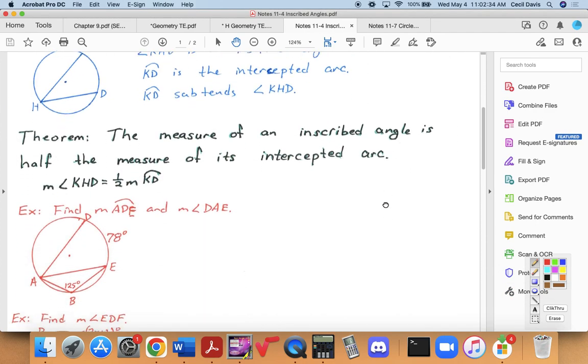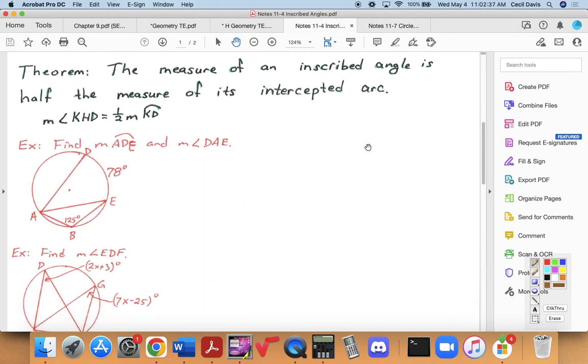All right, so everything we do today is going to come from this one theorem. The measure of an inscribed angle is half the measure of its intercepted arc. Unlike a central angle where the angle is equal to the arc, an inscribed angle is half the arc.